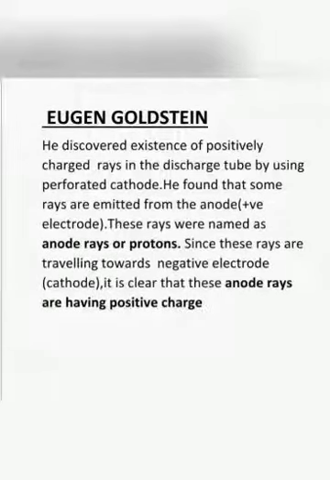He found that positive rays are emitted from the anode, that is the positive electrode. These rays were named as anode rays or protons. Since these rays are traveling towards the negative electrode, that is the cathode, it is clear that these rays have positive charge. So he named these positively charged rays as protons or anode rays.